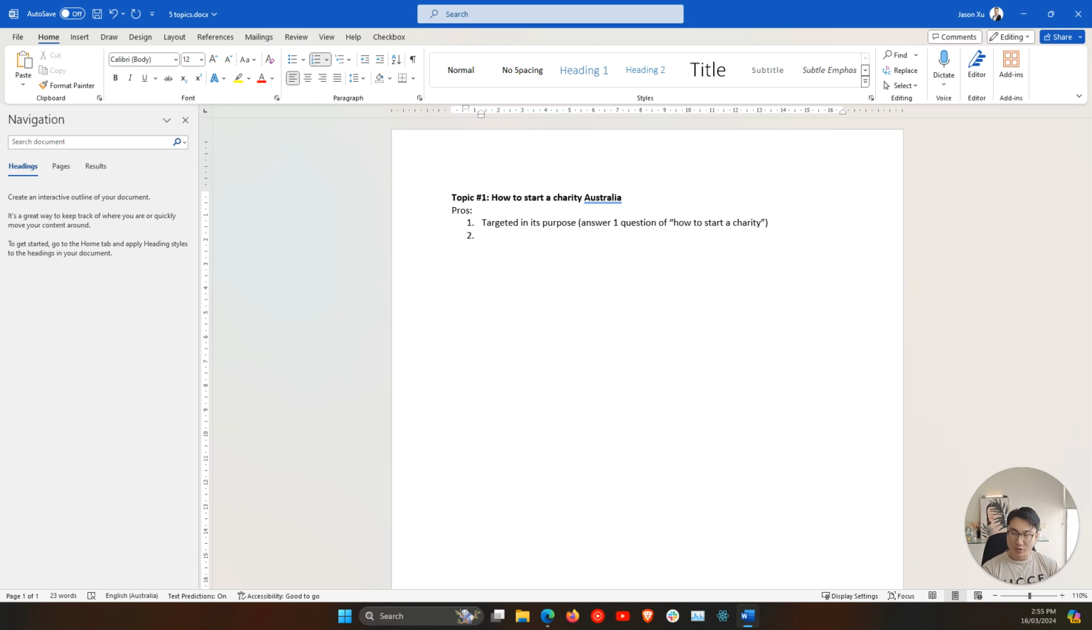Targeted in purpose. Number 2, the pro is relatively high search volume. This has relatively high search volume for the niche that I am in, right? If someone's going to be googling best surfboards in Australia, that's going to be a lot higher volume than how to start a charity in Australia. Just because surfboards and charities, which one, right? I don't think I have to explain my reasoning further. I think everyone understands what that means. Relatively high search volume.